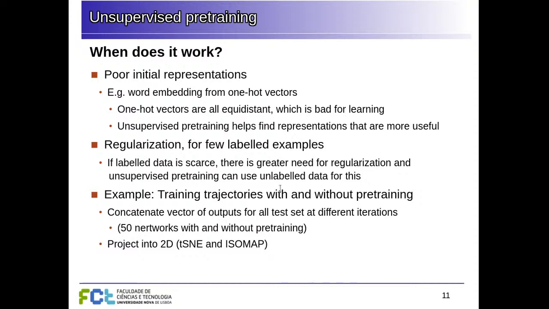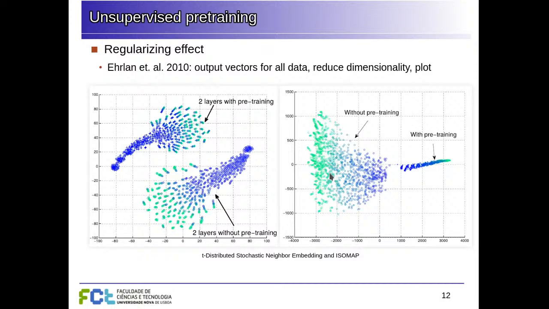So this is an example of a paper that tested 50 networks with pre-training and without pre-training. And we see here manifold projections of the trajectories during training of the weights. So we can see the way the networks start and their trajectories during the training. But networks with pre-training follow trajectories in a different space of the parameter combinations than networks without pre-training.